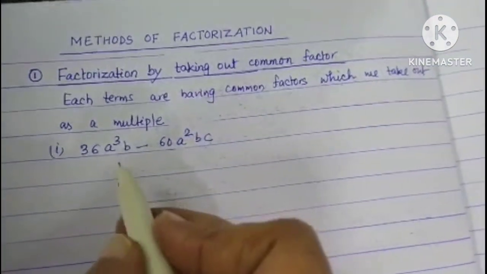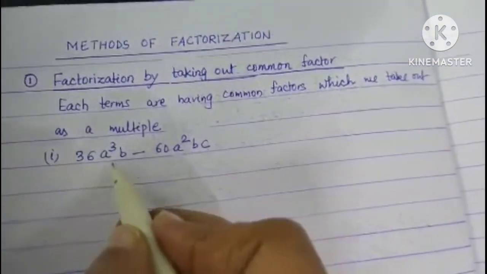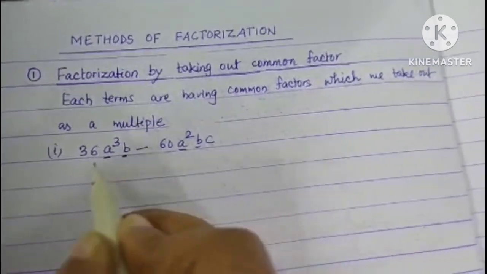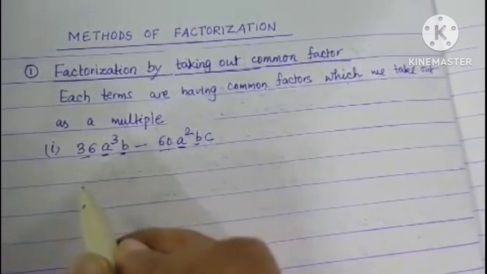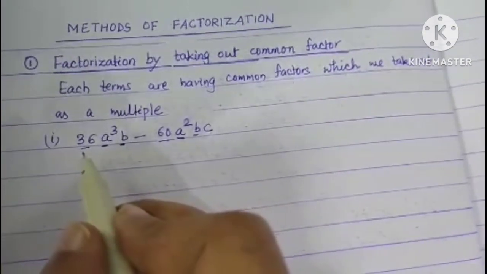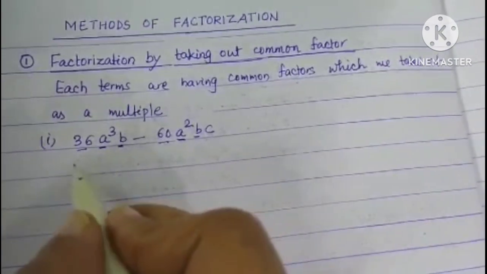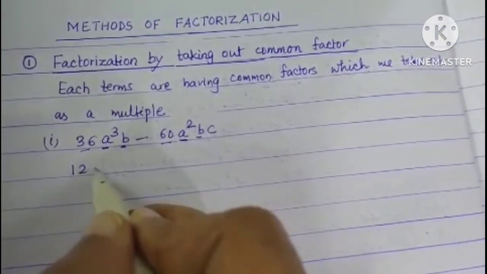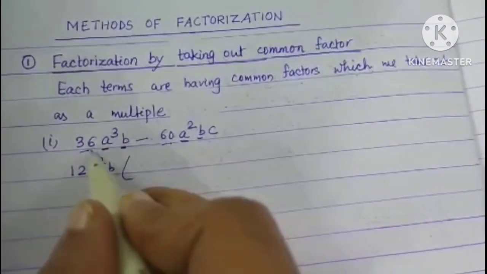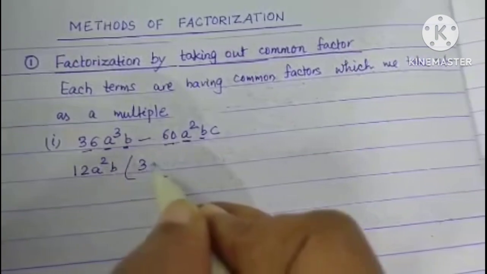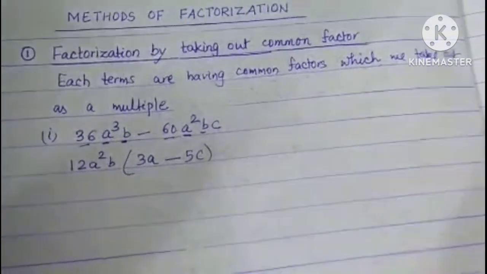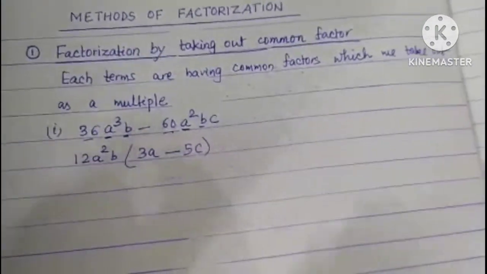So we clearly see that this is a square, here also a square, b here also b, and within this 60 and 36 we can say that 12 is a common factor. So let us take 12a square b as a common factor. So this side we will have remaining 3a, and this side we will have 5c. 12a square b, 3a minus 5c.